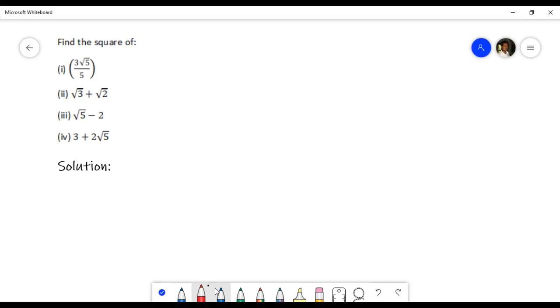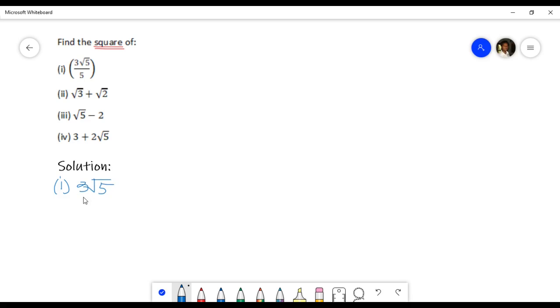How to find the square of given equations. You can see that there are 4 equations. We'll do the first one: 3 root 5 by 5. And I hope all of you understand what is the meaning of square.